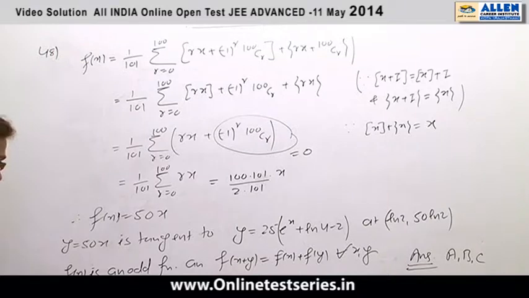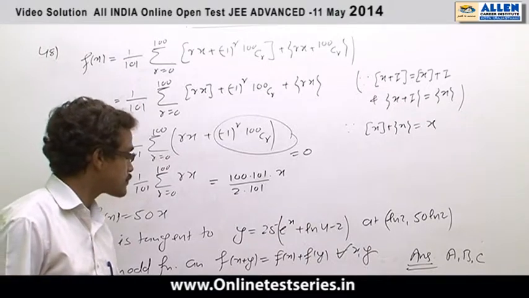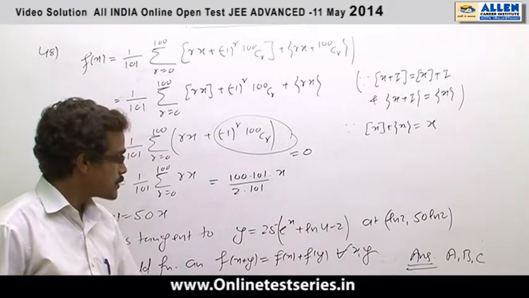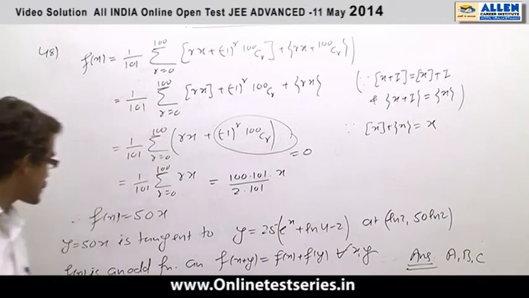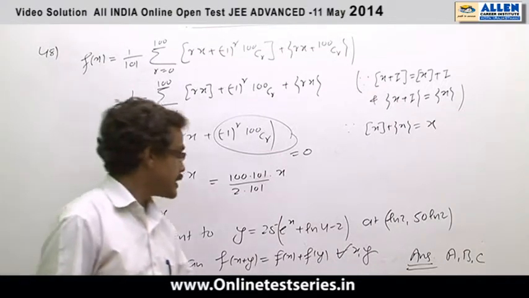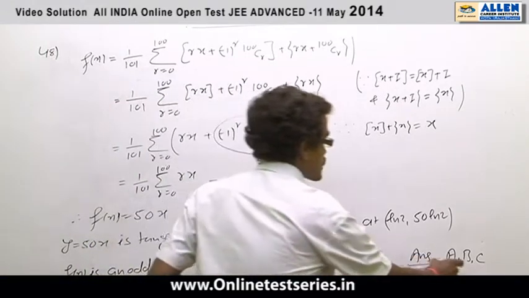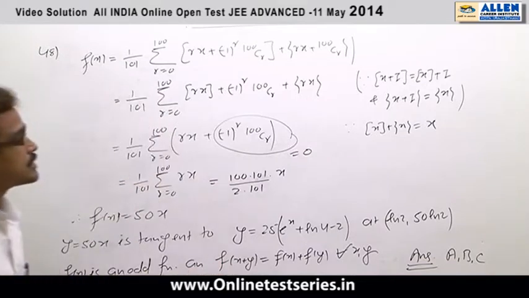That's why the solution of 50x is equal to this will be 1. And at the last, in option D, the greatest integer of 1 plus 1.01, 1 plus 1.02 till 1 plus 1.99 will be 2 into 99, because there are 99 terms and each term is equal to 2, which is 198. So the answer of this question will be option A, option B and option C.